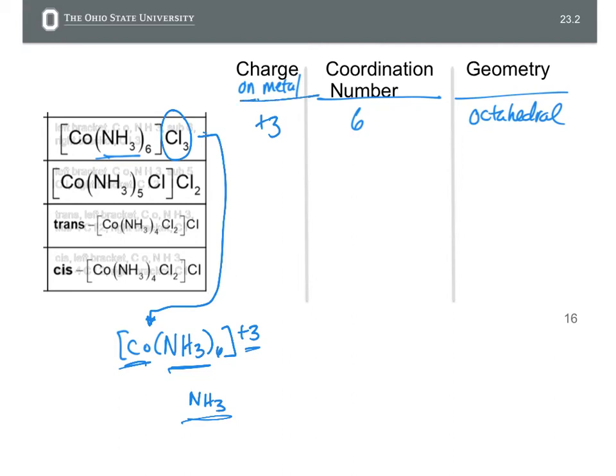All right, so work with your neighbor and figure out the remainder of these on this table, and then we're going to do some additional ones as well. So figure out the coordination number, geometry, and charge on the metal.